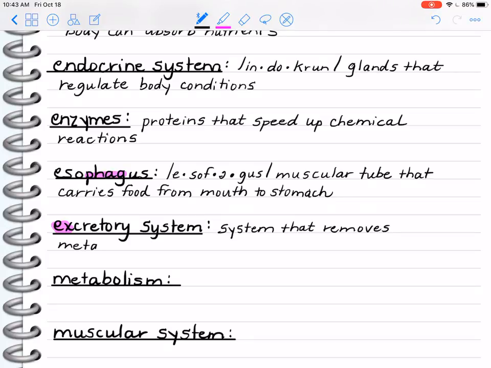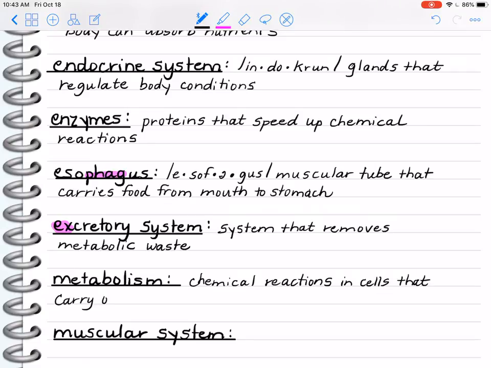Metabolic is the next word. But when you see metabolic or metabolism, think of eating and burning up energy. Metabolism. I think we've already done this one in another chapter, but it's okay. Chemical reactions in cells that carry on life processes. I think we saw this with plants, and it's the same concept.